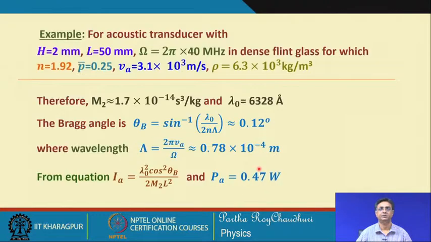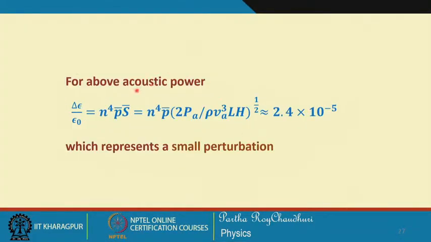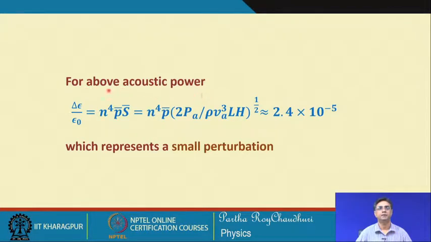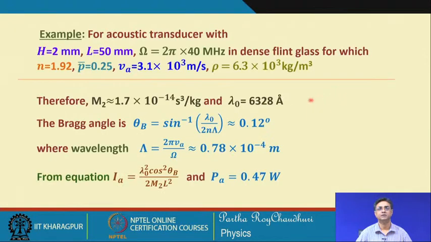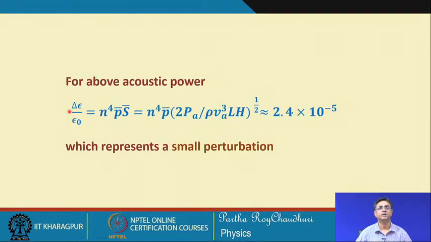We will continue with this. For the above acoustic power, as part of this calculation, delta epsilon by epsilon 0 turns out to be this, which shows that the fractional perturbation is really very small, 2.4 times 10 to the power minus 5. This is the peak change in the refractive index.